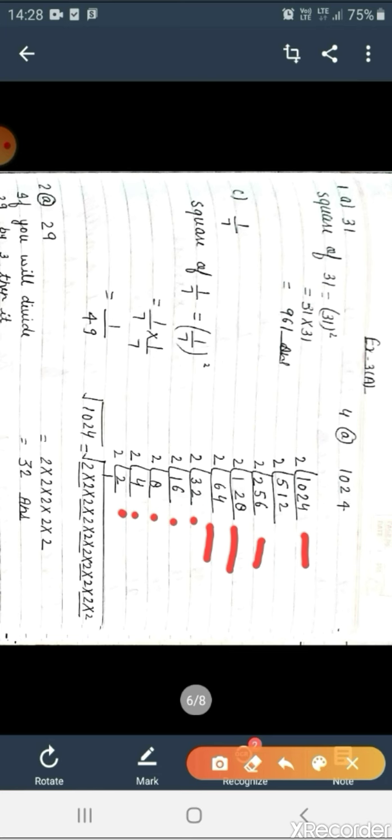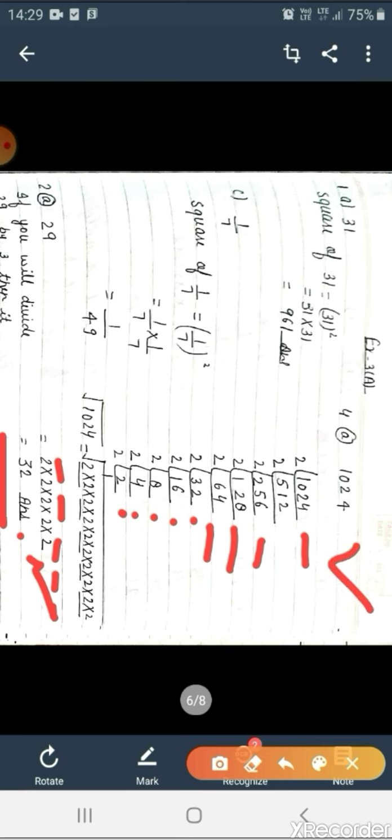So the square root of 1024 is equal to the square root of 2 multiplied by 2 multiplied by 2 multiplied by 2 multiplied by 2 multiplied by 2 multiplied by 2 multiplied by 2 multiplied by 2 multiplied by 2. So we have 1, 2, 3, 4 and 5 pairs. From each pair we take one 2 outside. So 2 2s are 4, 2 4s are 8, 2 8s are 16, 16 2s are 32. So 32 is the square root of 1024.